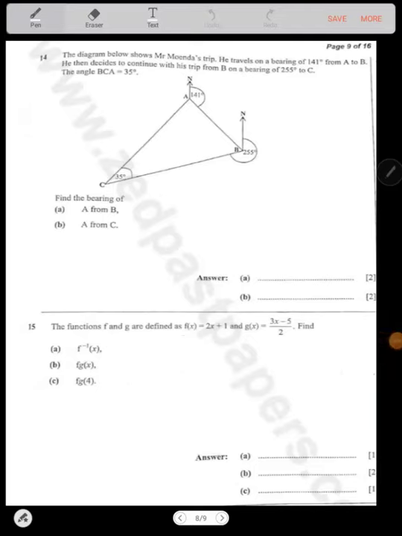Yes, the tutor. This is Mathematics Paper 1 Part 3. We are finishing with question 14 and question 15. Then in Part 4, we'll look at question 16 and so on.